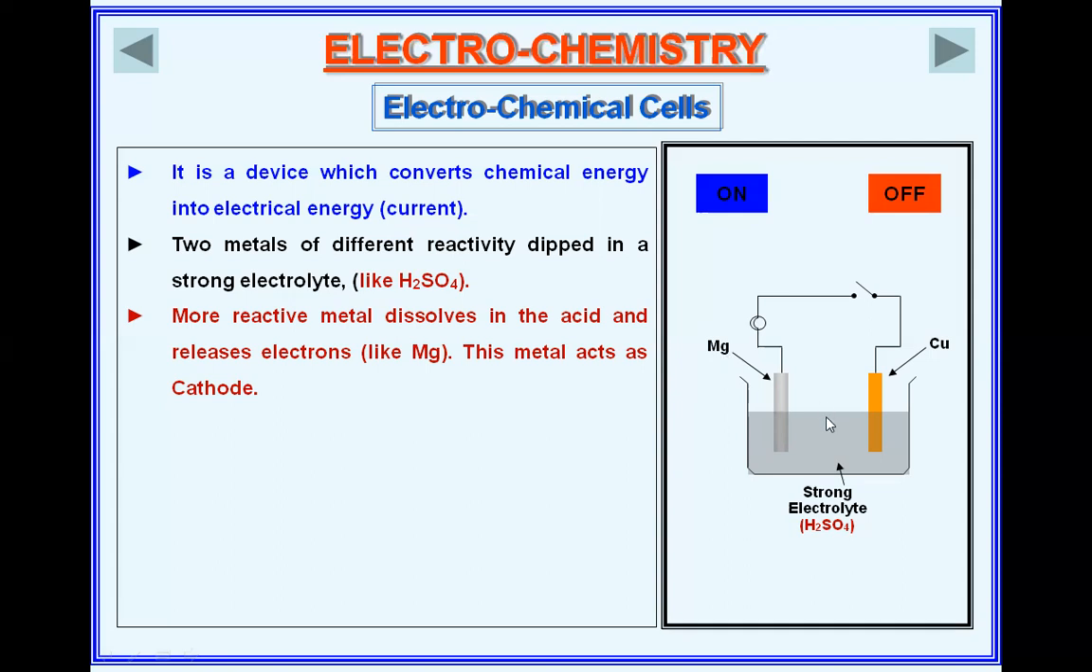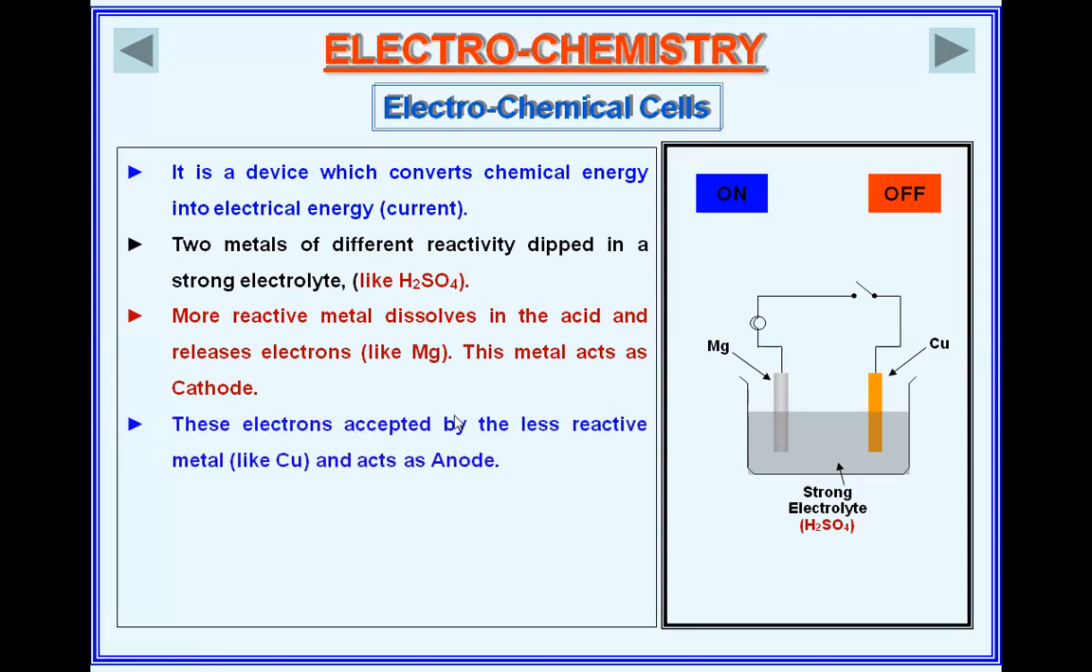So magnesium is dipped in the sulfuric acid and copper is also dipped in the sulfuric acid. We can use silver, we can use platinum, we can use iron. So we need two different types of metals. One should be above in reactivity and the second should be the least reactive. When these metals are dipped in the electrolyte sulfuric acid, the more reactive metal just reacts with the sulfuric acid and produces electric current.